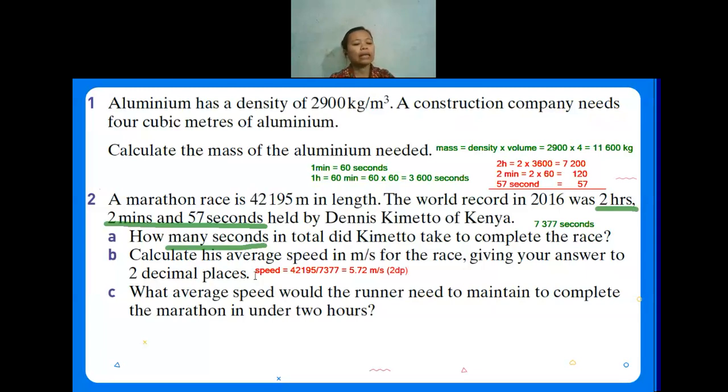No? Okay, let us move to question C. What average speed will the runner need to maintain to run the marathon in under 2 hours? If it is 2 hours, you just assume that the time taken will be 2 hours. So 2 hours will be equal to how many seconds? 7,200 seconds. And the distance remains the same. So to find the speed, you can just do 42,195 divided by 7,200. How many will it be?